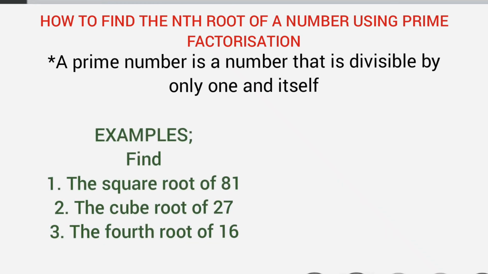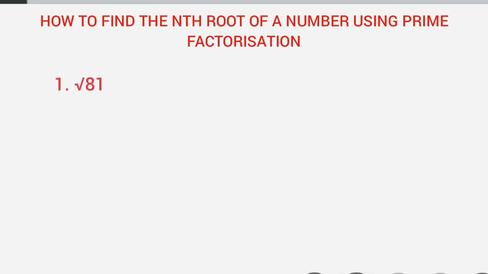Number 1, we are going to find the square root of 81. So here we have our 81. Since the smallest prime number is 2 and 81 divided by 2 is going to give us some remainders, we move to the next prime number, and that's 3. So we are going to divide this 81 by 3. What is 81 divided by 3? 81 divided by 3 is 27.